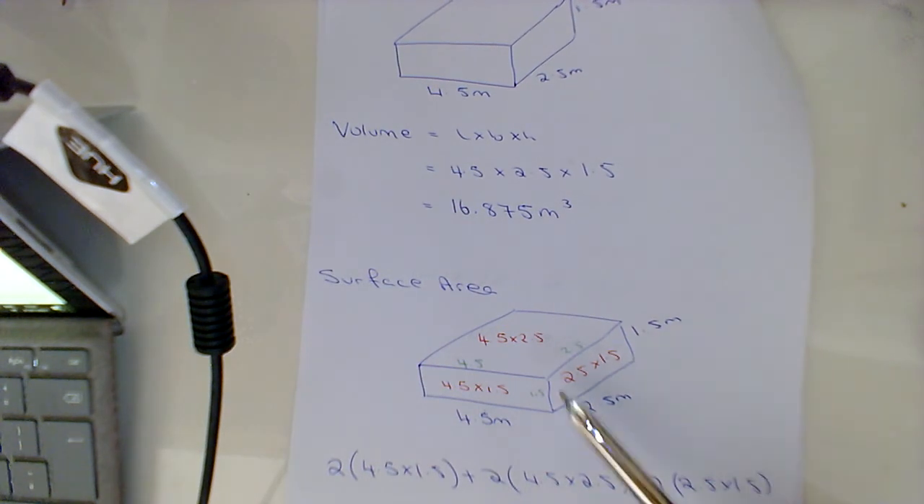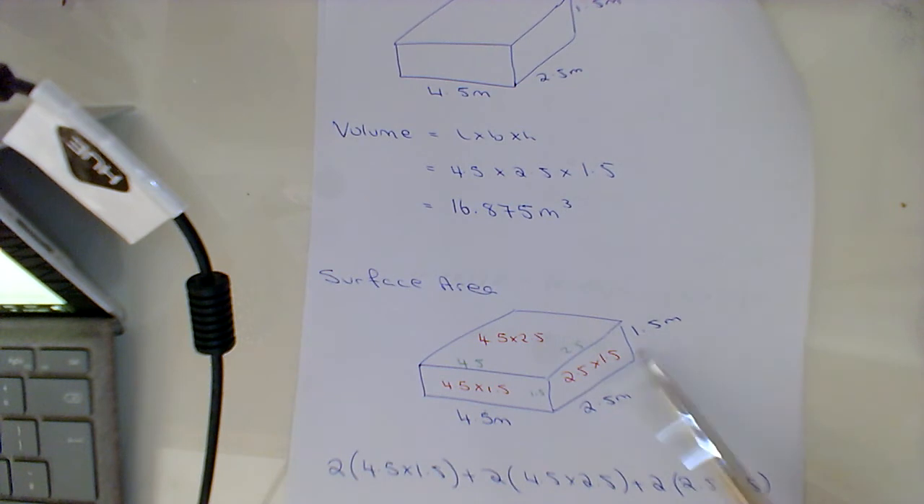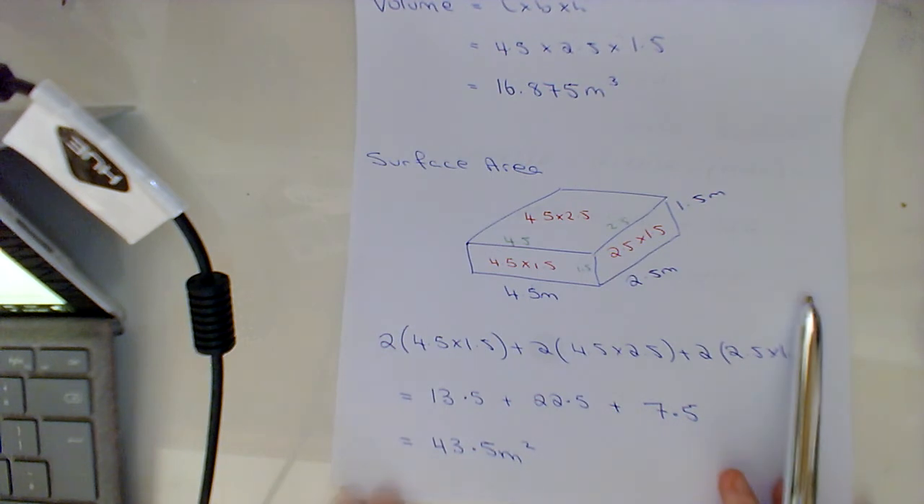This means that over here must be 1.5. If this is 2.5 here, that means up here has to be 2.5. If this is 4.5 here, that means up here has to be 4.5. So the area of this is length by width, so it's 4.5 by 2.5. The area of this rectangle is 2.5 by 1.5, and the area of this rectangle is 4.5 by 1.5, and it's 2 times all of those. So I get 13.5 plus 22.5 plus 7.5, and I get 43.5 meters squared.